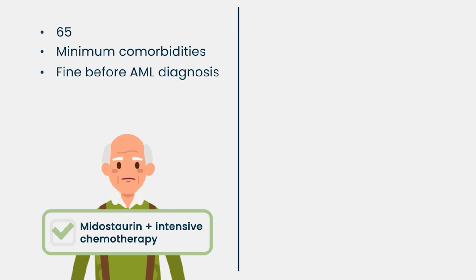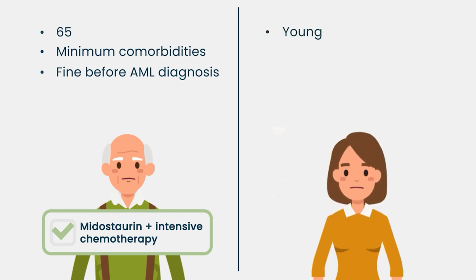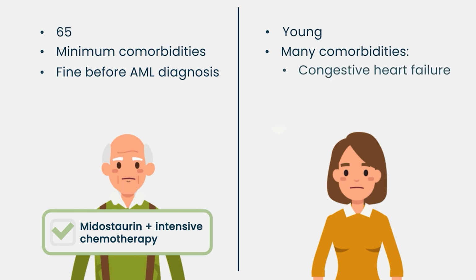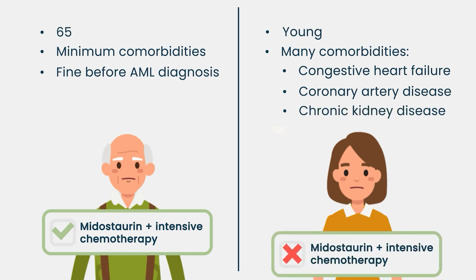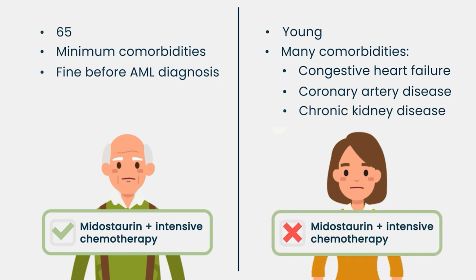By the same token, if you have someone who's young, but let's say has too many comorbidities such as congestive heart failure, coronary artery disease, chronic kidney disease, then you may not even consider giving them intensive chemotherapy and may consider using a less intense approach, in which case they would not be candidates for midostaurin therapy.